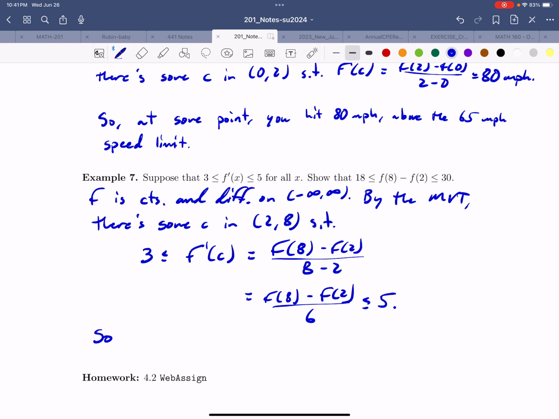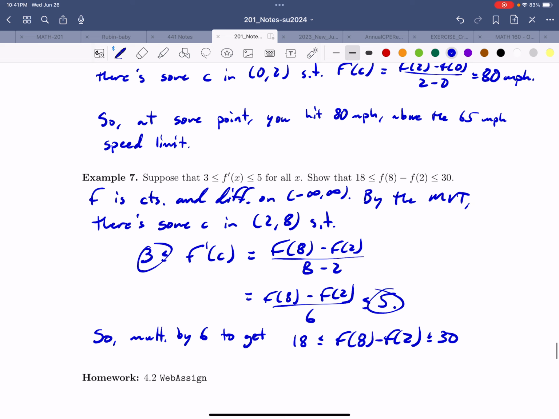So if we multiply by 6, 18 is less than or equal to 6 f prime of c, which we don't even care about, less than or equal to 30. So f of 8 minus f of 2 is between 18 and 30, right? We just multiplied by 6 to get our answer. And look, that's exactly what we wanted. So we're done.